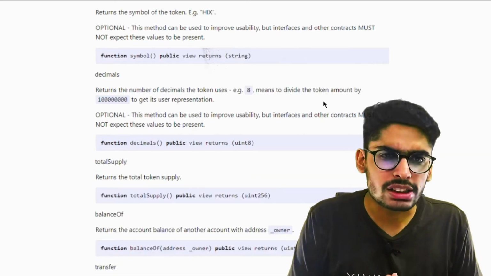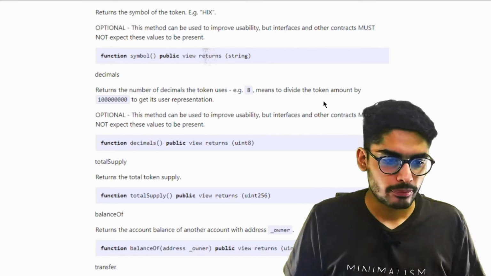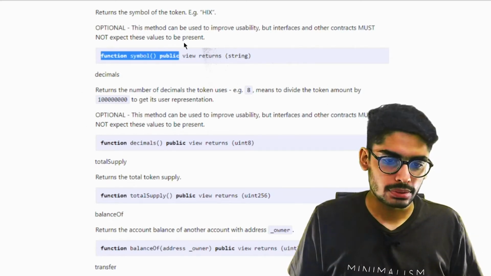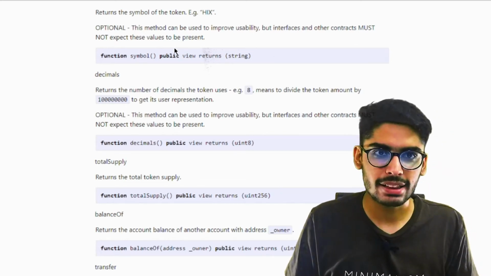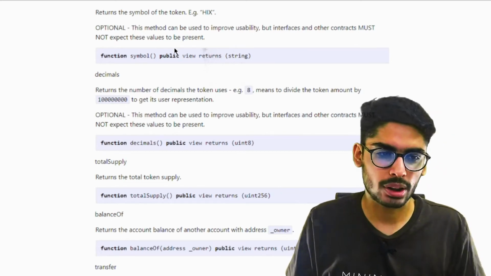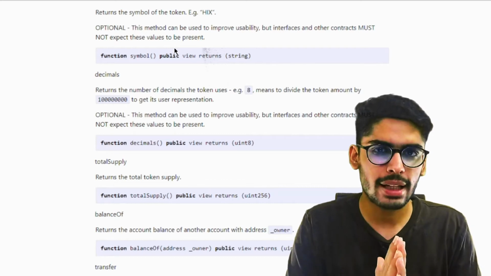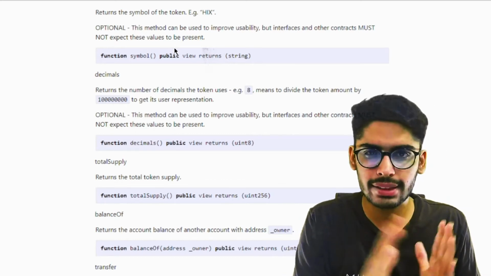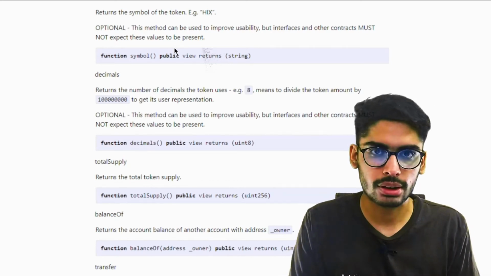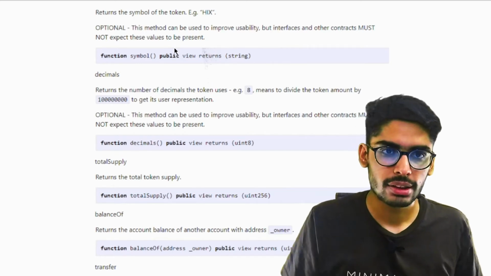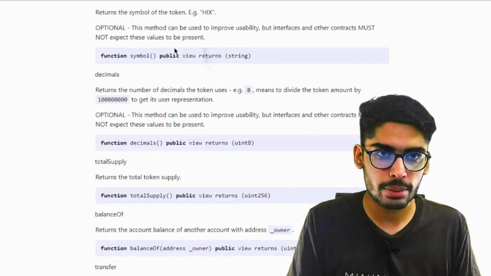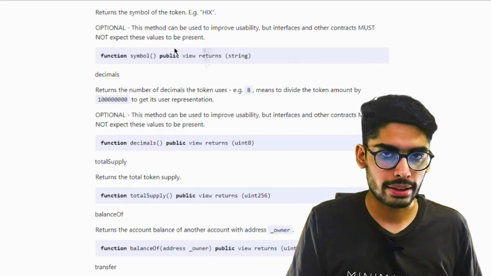Then there is a function called symbol. So we have to write symbol. When we call symbol, it must return the short form of our cryptocurrency. Let us take an example: the name is DevToken, the short form of DevToken is DEV, and DEV will represent our token, our cryptocurrency.